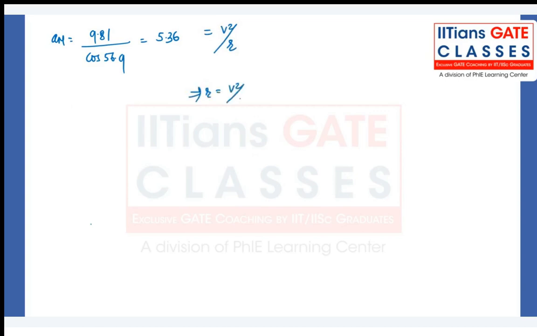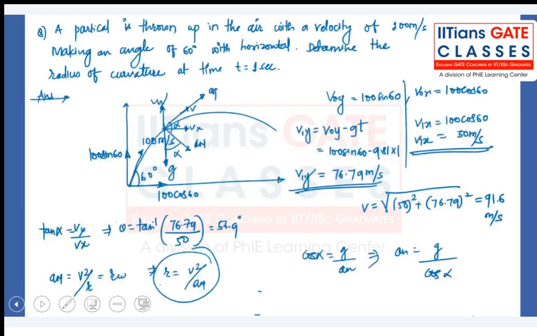Sir, can you go to the previous slide? Yeah, in just a minute. 91.6 square divided by 5.36. Calculate and tell me the answer. I don't have the final answer for this, but the number should be a little bigger, I expect.